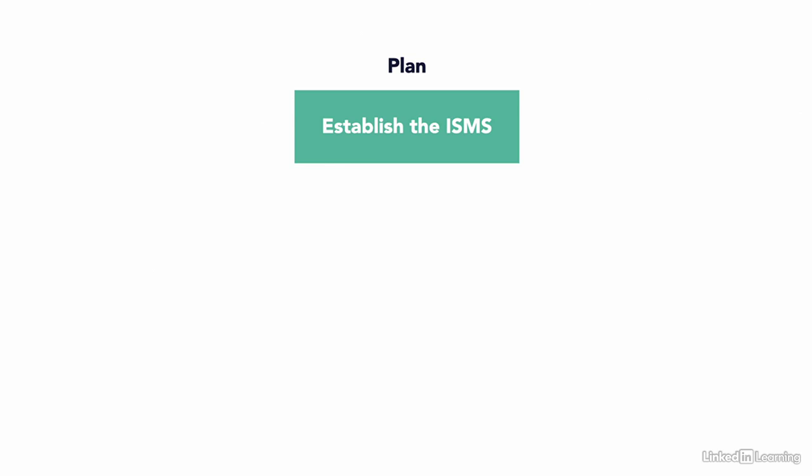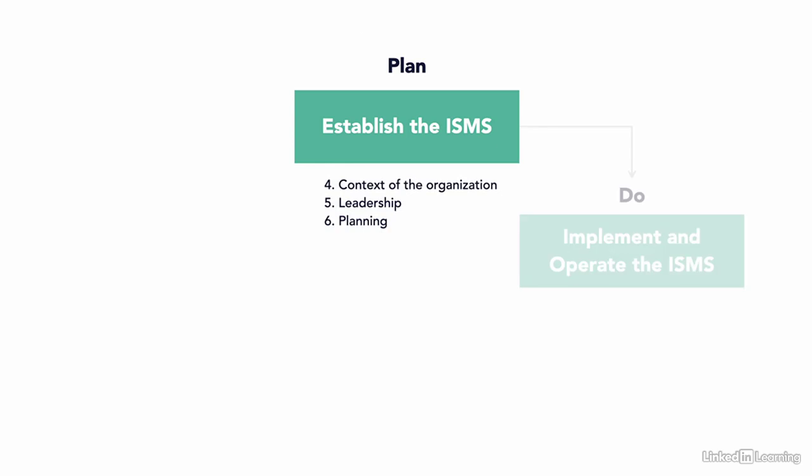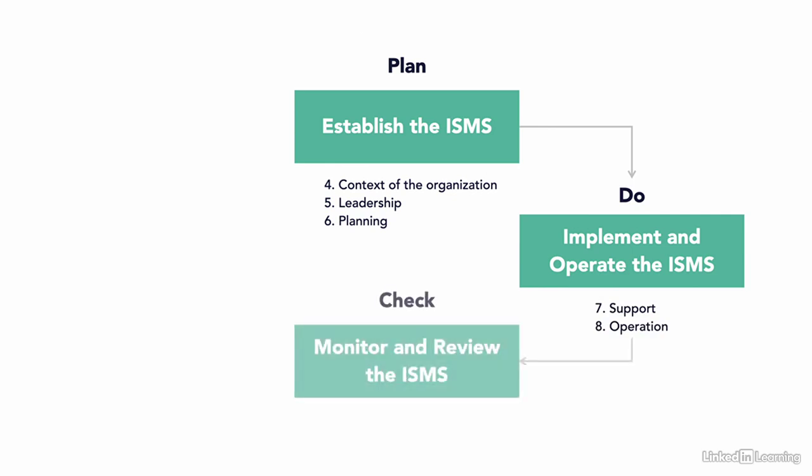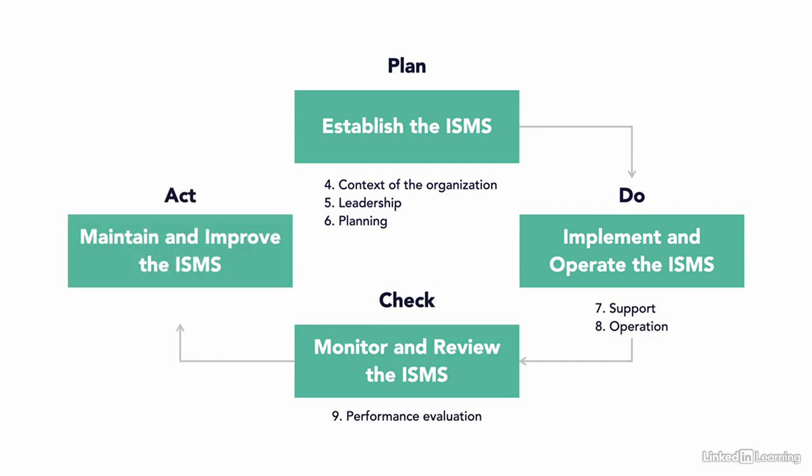Plan, establish the ISMS, is clauses 4 through 6. Do, implement and operate the ISMS, is clauses 7 and 8. Check, monitor and review the ISMS, is clause 9. And Act, maintain and improve the ISMS, is clause 10. In this course, I'll give you a detailed overview of clauses 4 through 10, which will help you get started with your ISO 27001 compliance journey.